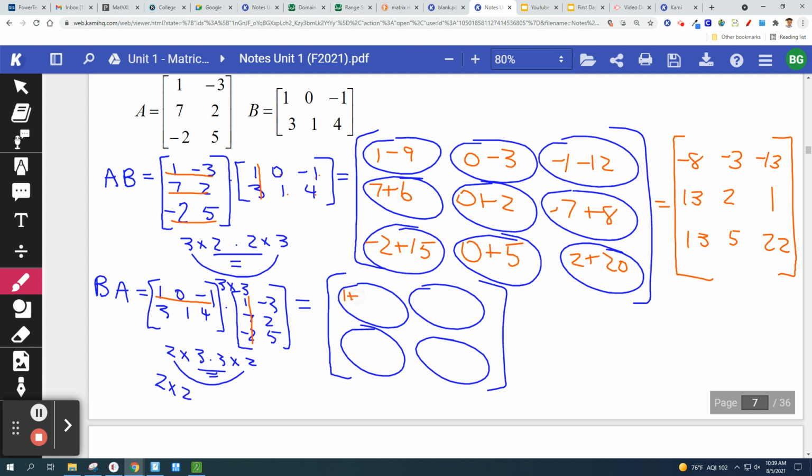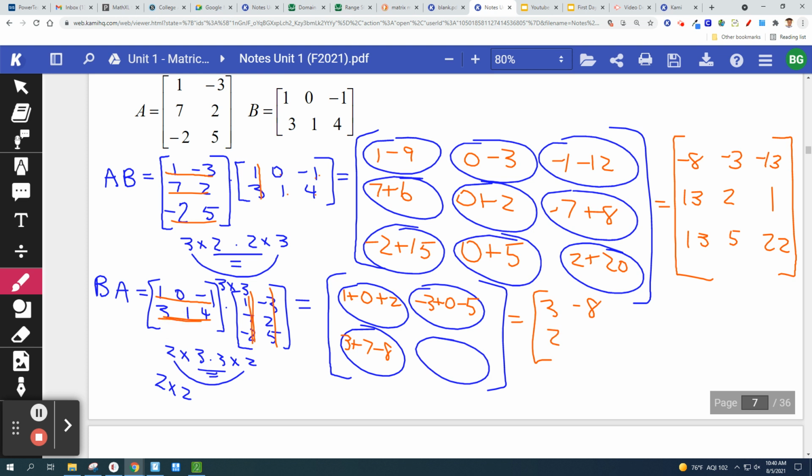0 times 7 is 0, and -1 times -2 is +2. So my first entry, 1, 1 entry is 3. Now I do first row, second column. You're always multiplying a row times a column. First row, second column. 1 times -3, 0 times 2, -1 times 5. That's -8. Now we need to do the second row. Second row, first column entry. Second row, first column, that's going to be 3 plus 7 minus 8. 10 minus 8 is 2.